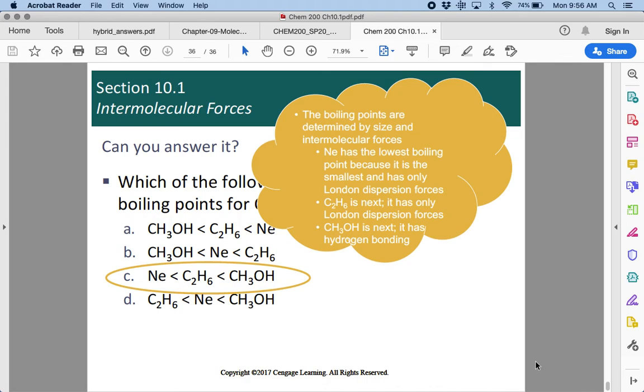This is the end of section 1 of chapter 10. We will be going through chapter 10 in different sections, so look forward to videos 2 and 3 from this chapter. As we move forward, again, please go back and look at these interactions and understand what we mean by the difference between an intramolecular and an intermolecular force.